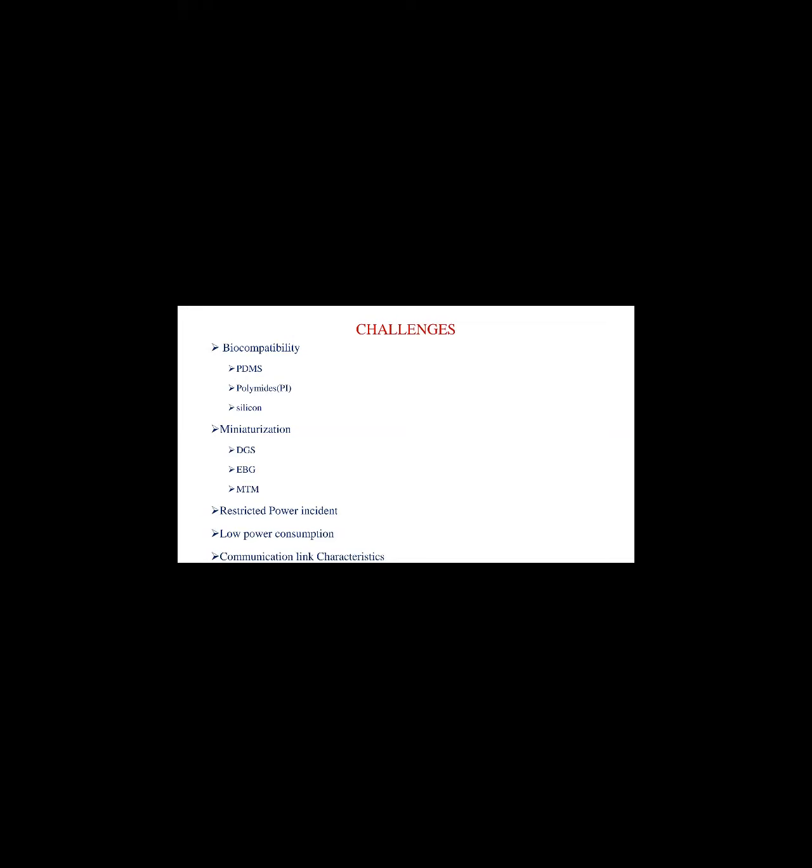Second, the EBG structure. We have to create the band gap, and based on that band gap, we can reduce the size of the antenna. And we also use metamaterials. With metamaterial structures, which are artificial structures, we can access different types of metamaterials for different frequency bands. We can use a metamaterial because it is an artificial structure that can be designed to have any particular electromagnetic properties.